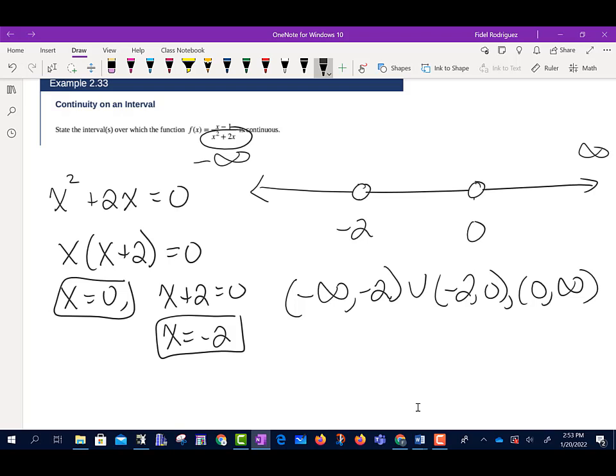What that, in essence, means is that when we're looking at the graph of this function, anytime you're to the left of negative 2, you should be able to draw the graph without taking the pencil off the paper. Between the x values negative 2 and 0, you would be able to trace the entire graph between those two points without taking your pencil off the paper. And anytime from 0 to infinity, you'd be able to trace the graph without having to take your pencil off the paper. This is what we mean by being continuous over particular intervals.